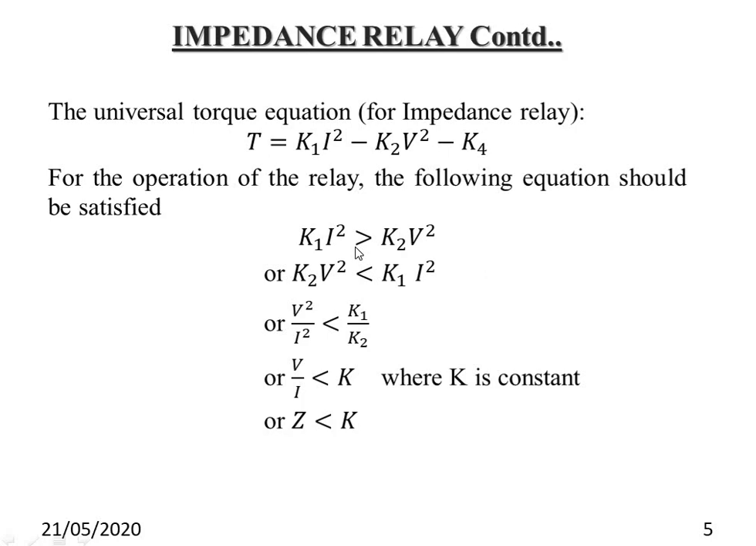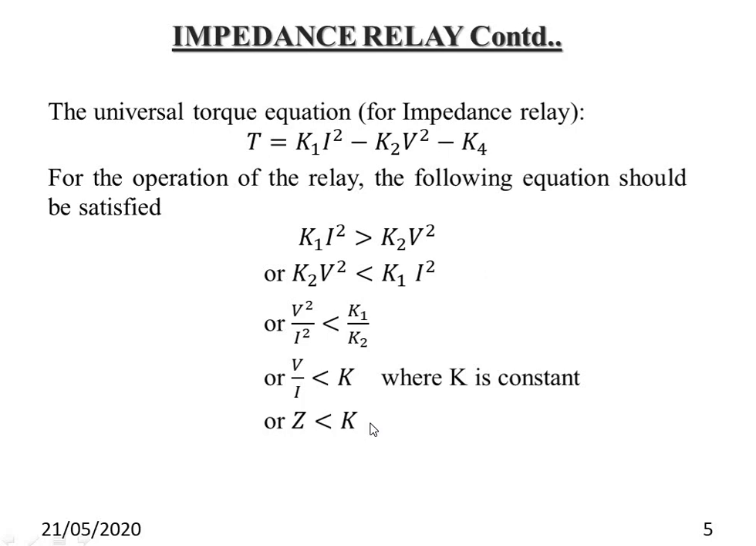Now the operating torque will be K1 I square, which will be greater than K2 V square. Similarly, we can say K2 V square is less than K1 I square. Now V square by I square is less than K1 by K2. K1 by K2 are both constants, so we can say V by I is less than a constant. No need to worry about the root or the square; if we take the constant, it will ultimately become a constant. So I can write V by I less than constant. V by I means Z is less than K.